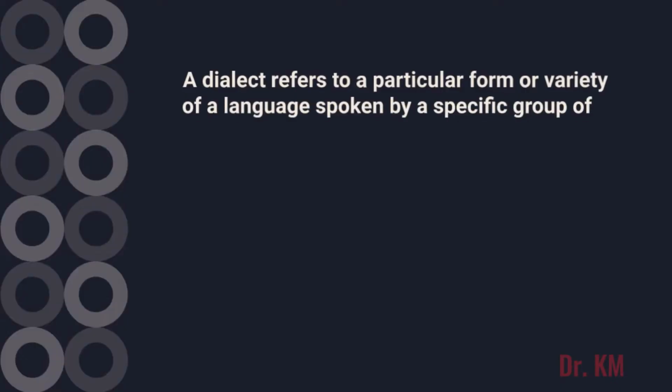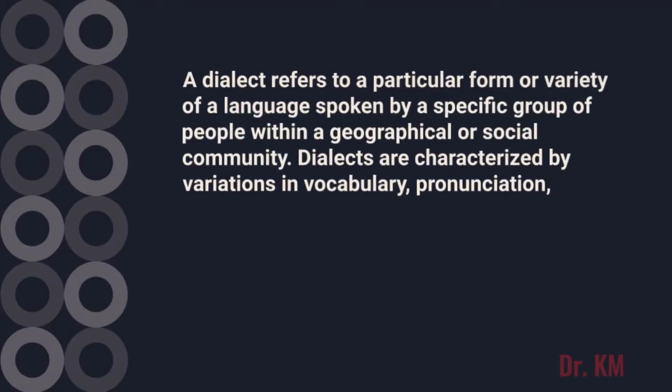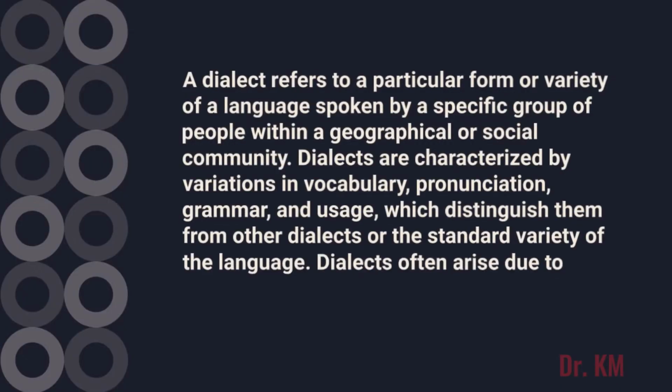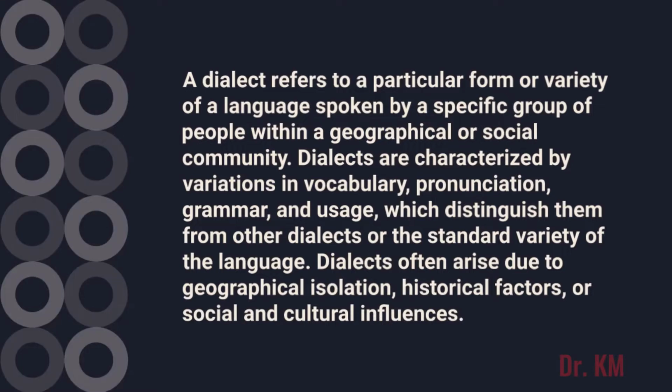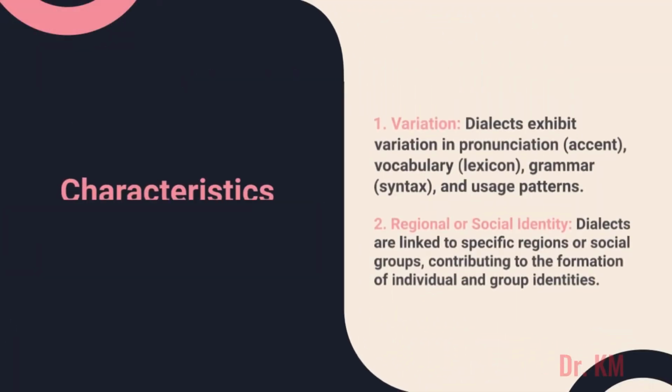Dialect. A dialect refers to a particular form or variety of a language spoken by a specific group of people within a geographical or social community. Dialects are characterized by variations in vocabulary, pronunciation, grammar, and usage, which distinguish them from other dialects or the standard variety of the language. Dialects often arise due to geographical isolation, historical factors, or social and cultural influences.